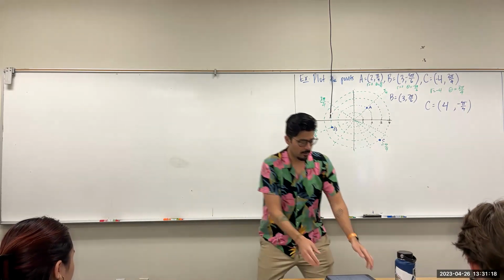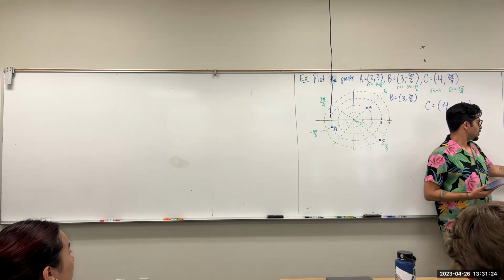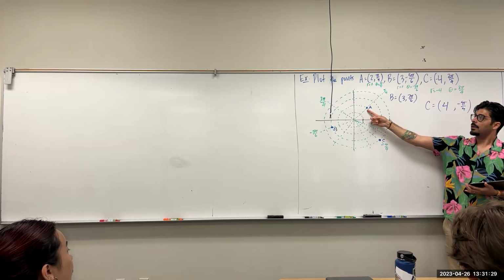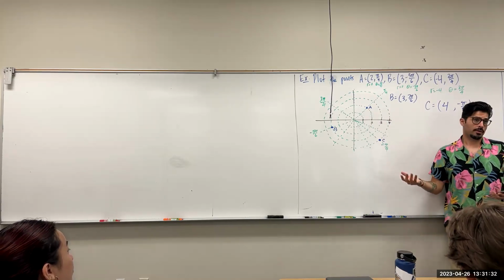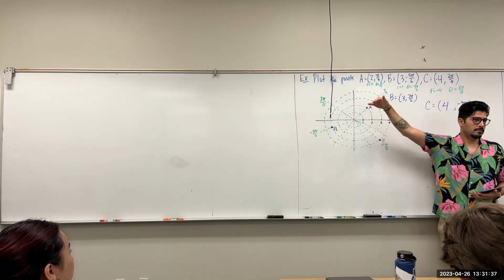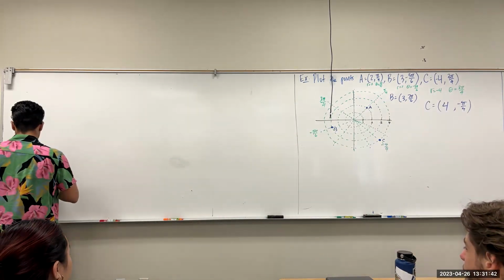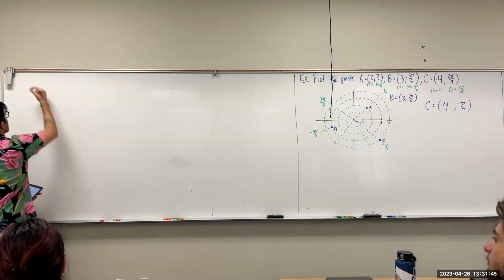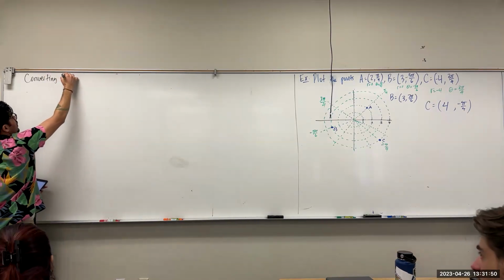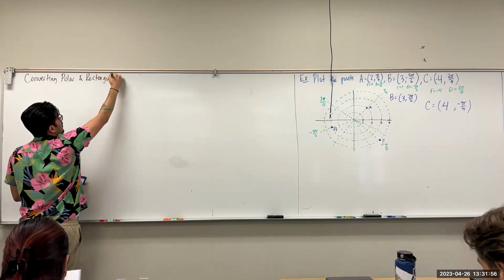Okay, so now, Bobby earlier asked, can we find a way to convert a polar coordinate? And let's say I look at this point A, and I want to say, well, what are the rectangular coordinates for A? Like, what's the X coordinate and what's the Y coordinate? How would we find that? Okay, and this is where the trig is going to come in. So converting polar and rectangular points.